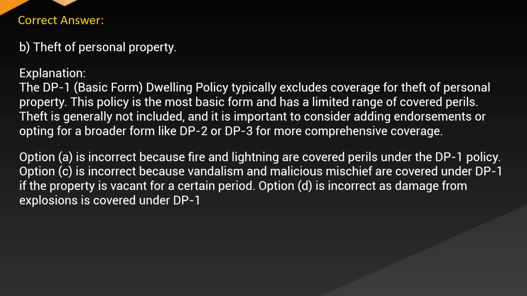Correct answer, B. Theft of personal property. Explanation. The D1 basic form dwelling policy typically excludes coverage for theft of personal property. This policy is the most basic form and has a limited range of covered perils. Theft is generally not included, and it is important to consider adding endorsements or opting for a broader form like D2 or D3 for more comprehensive coverage.